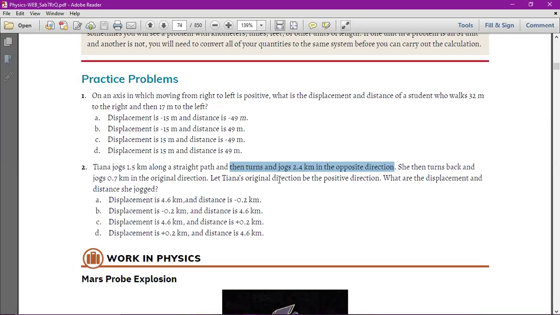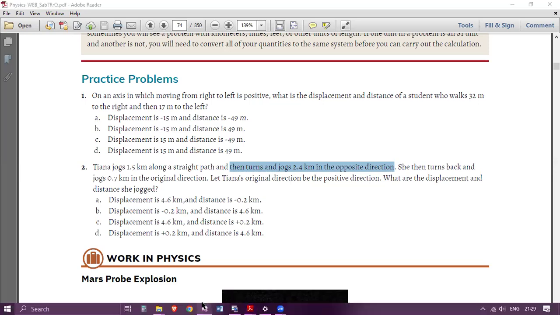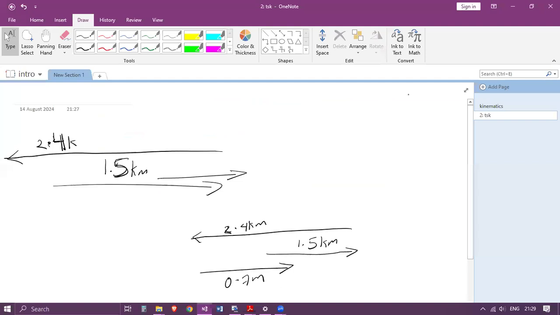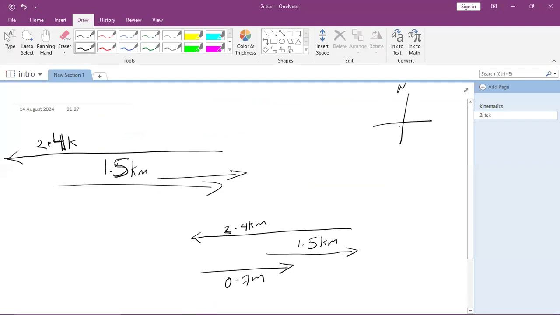Let Tiana's original direction be the positive direction. Do you know what they mean by this? They are letting you know that her original direction is in the east. Let me show you. Remember I told you that when you have your cardinal points, north, south, west, and east, this is plus x, plus y, minus y, minus x.